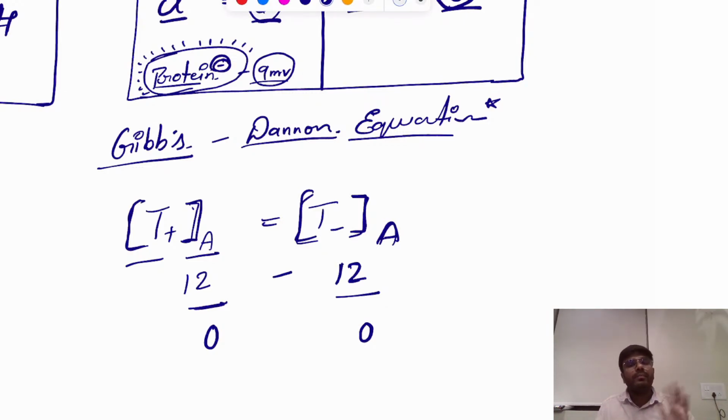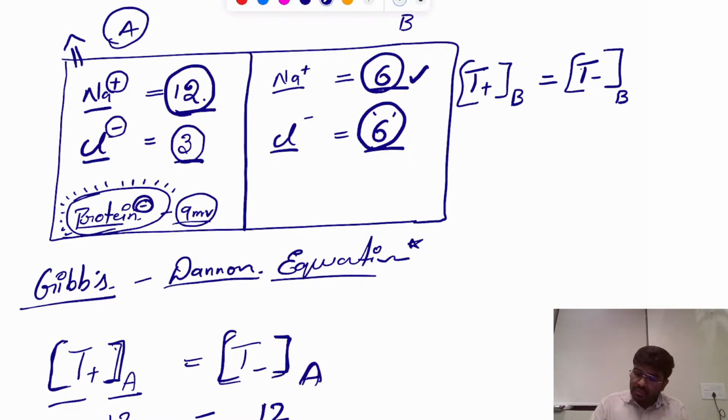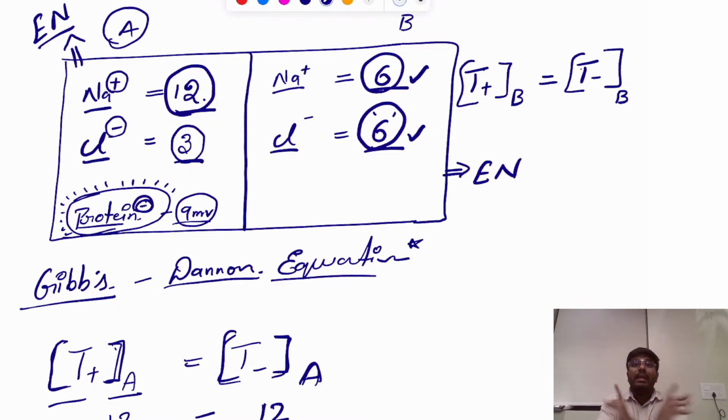The difference is 0. Now, if you look at compartment number B, the number of positive ions and the number of negative ions are equal. So what is the difference? 0. So here also this is electroneutral. Compartment number A is also electroneutral. So both of these are electroneutral. That is why there is no net diffusion of ions.